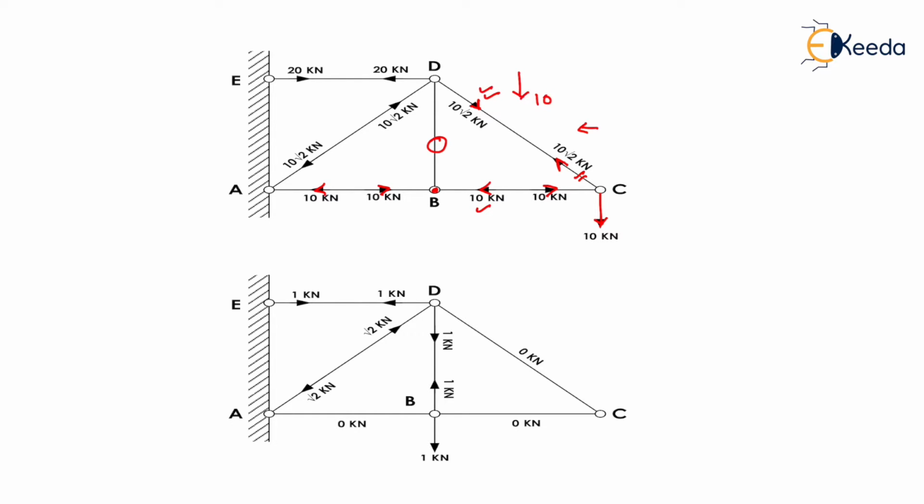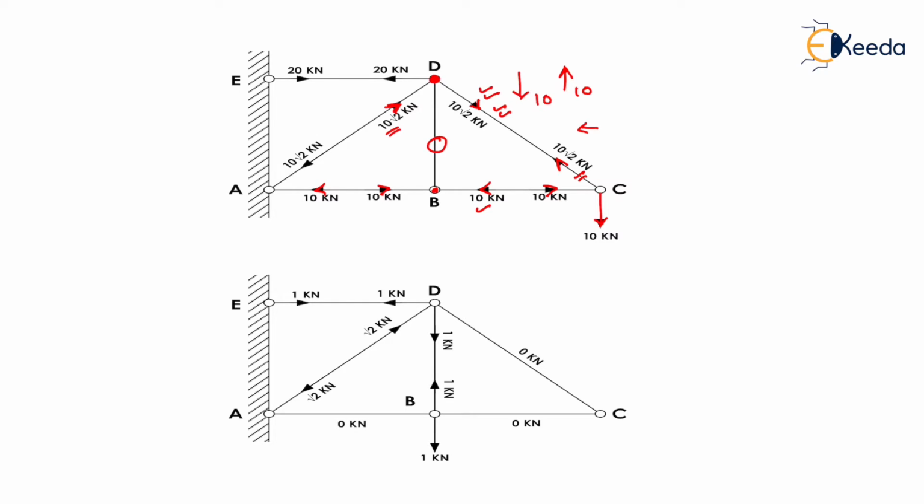Now to maintain the vertical equilibrium of joint D, we need to create an upward force of 10 kN magnitude, for which we just made a force here, that is of 10 root 2 kilonewton. If we take the vertical component of this 10 root 2 kilonewton, then it will be equal to 10 kilonewton in the upward direction, which will balance the downward component of this force.